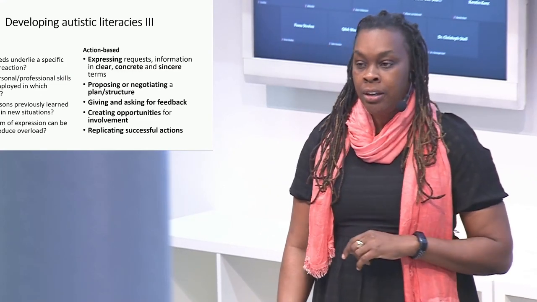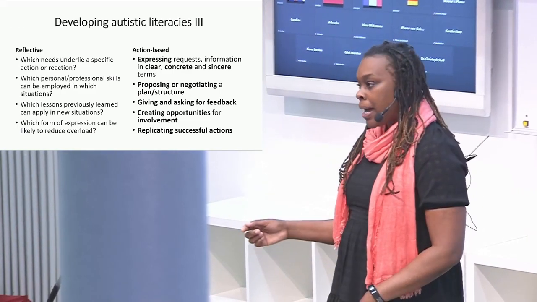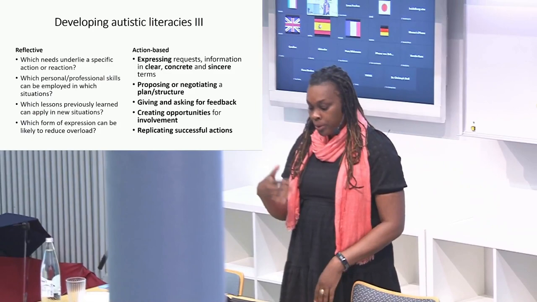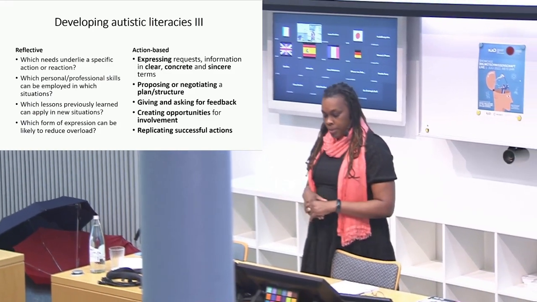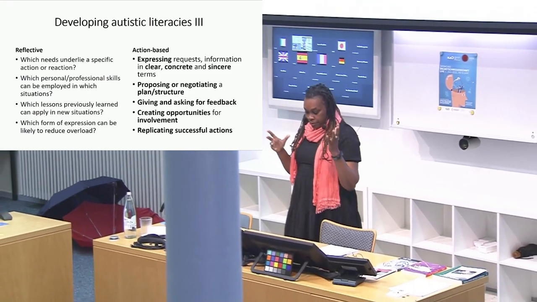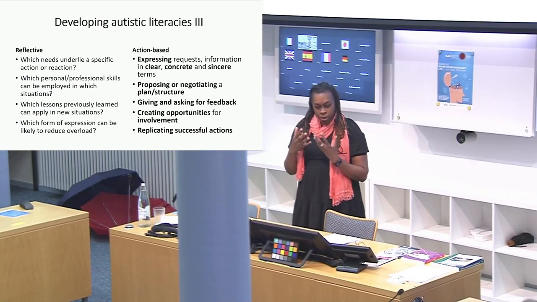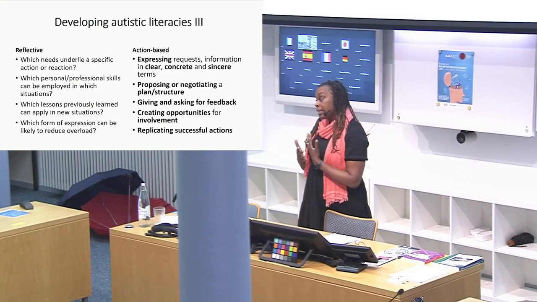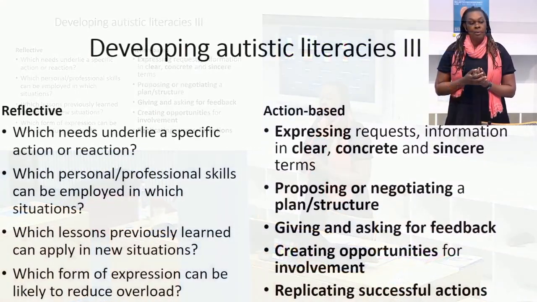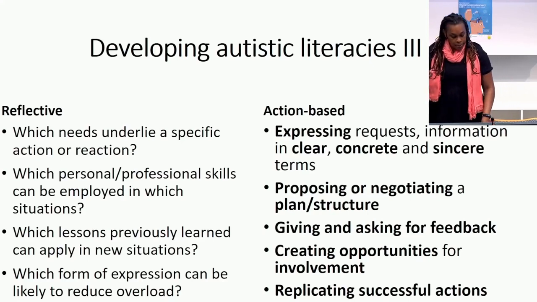It would only be fair, after having said all of this, for me to give you some concrete ideas about what we can actually do. So, concrete terms. I see the model that I am starting to develop as having two levels, a reflective level and an action-based level. And I thought that at the reflective level, some concrete questions that we can ask ourselves when we encounter or engage with autistic people would be, for example, which needs underlie specific actions or reactions?